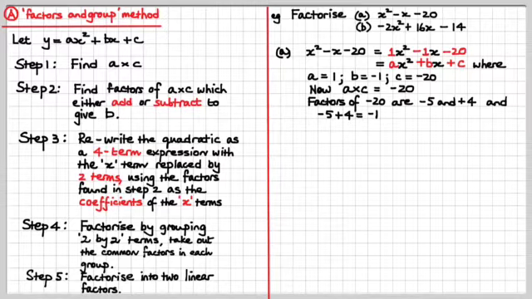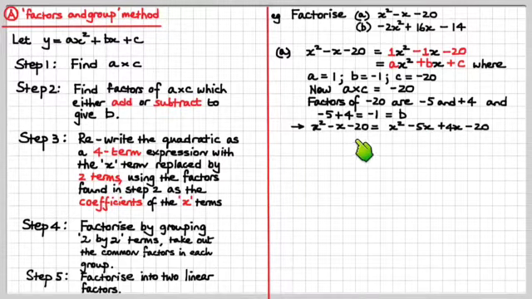Right, now, so that is the answer to what we want here. So now we're going to use those two factors, the minus 5 and the plus 4, to rewrite the expression. That's b. Yes, it is. We're going to rewrite the expression like this. x squared minus 5x plus 4x.